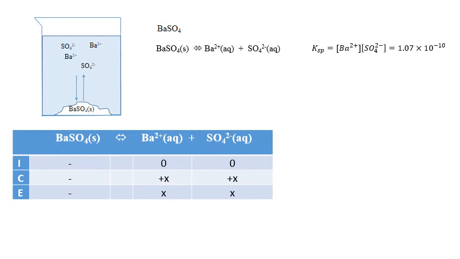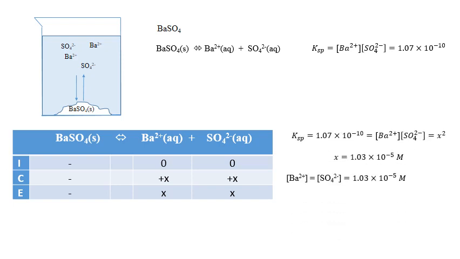Make an ice table, even simpler this time, right? First line, zeros, plus x, and the equilibrium situation is they're both x. Put that into the equilibrium expression, and you have barium times sulfate is x squared. So all you have to do is take the square root, okay? For compounds that just split up into two, you get the Ksp equals x squared.